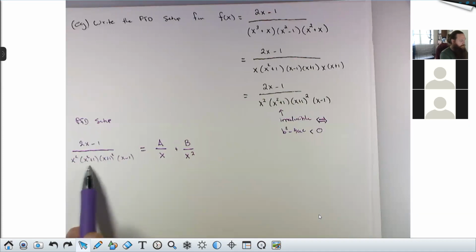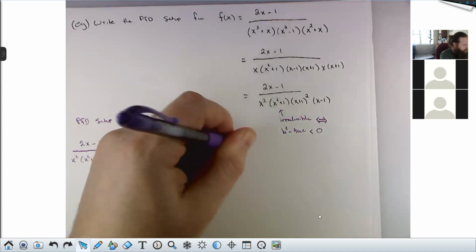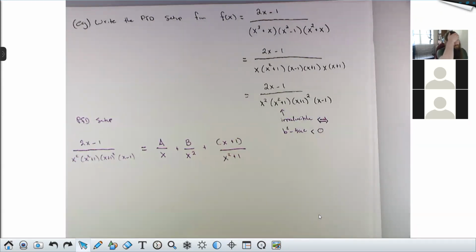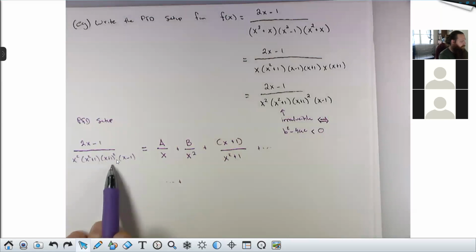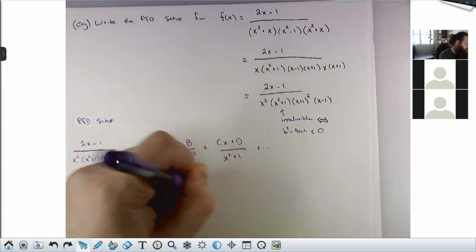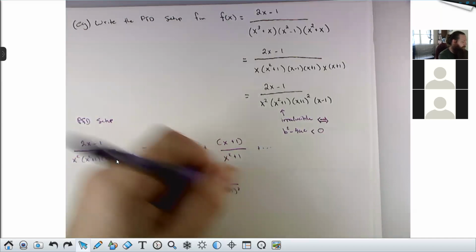Next, I have this x squared plus 1. So I would write for him a linear term like cx plus d over x squared plus 1. Irreducible quadratic factors in the denominator contribute linear terms to the PFD setup. Next, I have this x plus 1 quantity squared. So let me continue this down here. The x plus 1 squared is also a repeated linear factor. So I would write for him e over x plus 1 plus f over x plus 1 quantity squared.